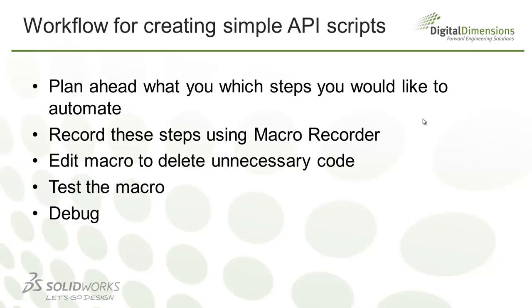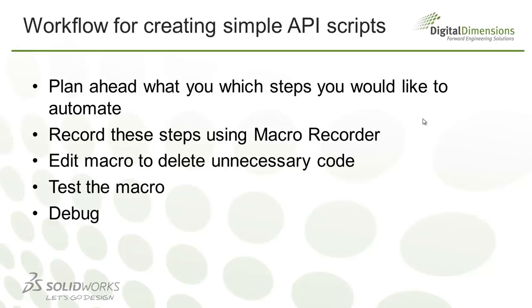And then what you're going to do is go through those steps with a macro recorder on, recording your every movement. I'm going to show you in a moment where we turn on the macro recorder, and it will essentially record every mouse click that we do. After that's done, we'll edit the macro and delete any unnecessary code. When we record macros, there tends to be some unnecessary code. And then you test the macro. If it doesn't work, you debug and you test again. So that's the process for creating simple API scripts.